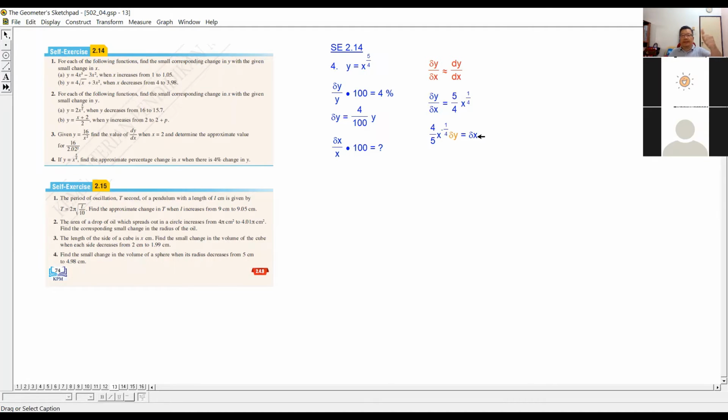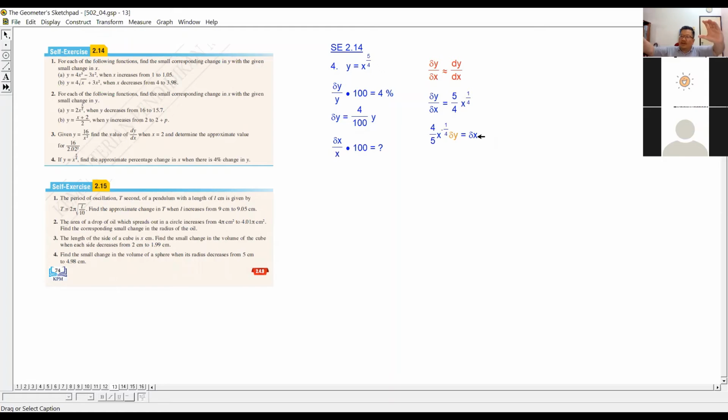Okay. Teacher, yes. The delta y over delta x equals 5/4 x to the power of 1/4. The 5/4 x to the power of 1/4, not delta y over delta x? Yeah, it is dy/dx. It is also delta y over delta x, but dy/dx is one whole thing. Delta y, delta x, you can separate them.